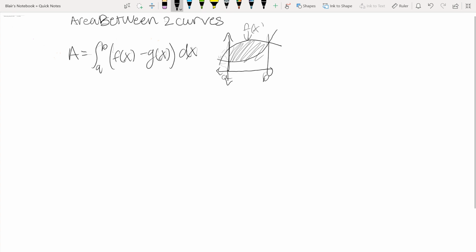A question can either ask for the area on a certain interval, or if the interval is not specified, we have to find the points where the functions intersect, with a calculator or by hand. So the first thing we're going to do is start with a pretty easy example.